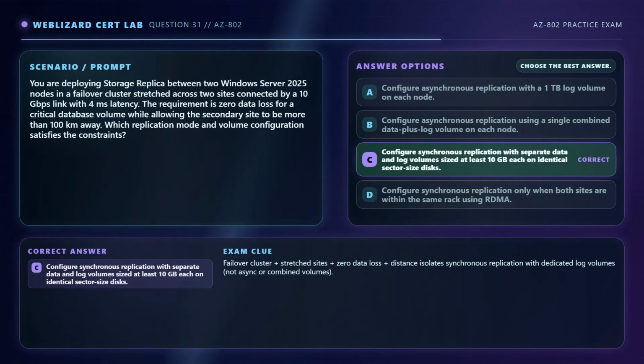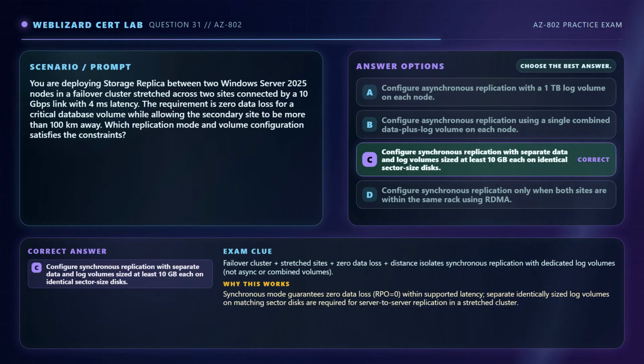The correct answer is C. Configure synchronous replication with separate data and log volumes sized at least 10 gigabytes each on identical sector-sized disks. Synchronous mode guarantees zero data loss, RPO equals 0, within supported latency. Separate, identically sized log volumes on matching sector disks are required for server-to-server replication in a stretched cluster. Failover cluster plus stretched sites plus zero data loss plus distance isolates synchronous replication with dedicated log volumes, not async or combined volumes.